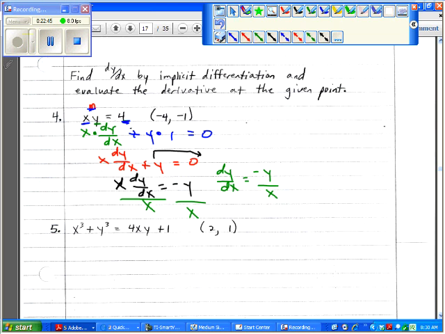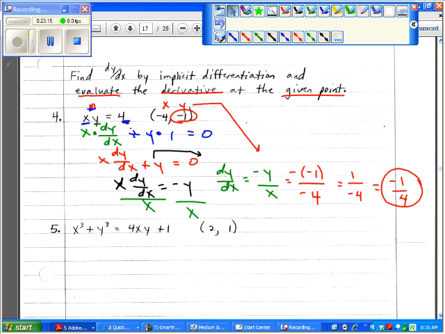Now, it asks us to evaluate the derivative at a given point. And so we have this point x, y, and we'll just plug those in. So we're going to have the negative of negative 1, over x, which is negative 4, which gives us positive 1 over negative 4, but we don't leave the negative in the denominator. When you divide with different signs, the answer is negative. So the slope of the line tangent to that curve at the point (-4, -1) would be negative 1/4. That is the slope of the tangent line at the point.